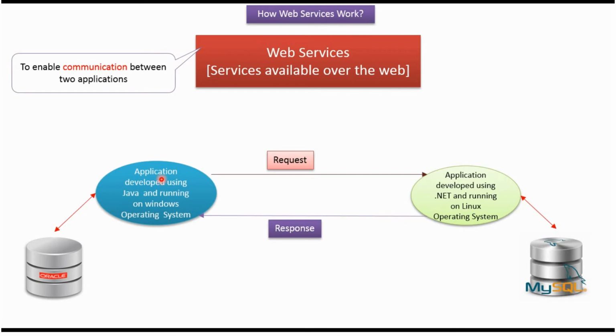Here you can see an application which is developed using Java, running on the Windows operating system, and this application uses an Oracle database. And here you can see an application which is developed using .NET, running on the Linux operating system, and this application uses a MySQL database. Using web services we can enable communication between these two applications.